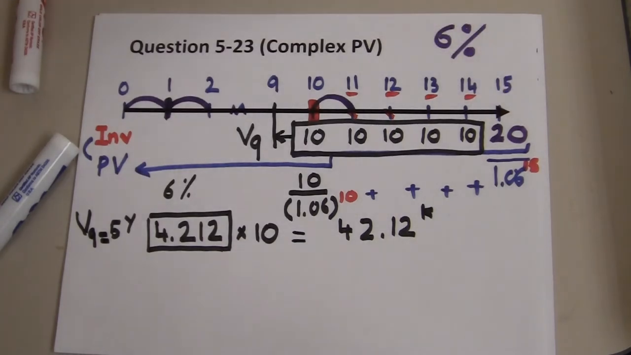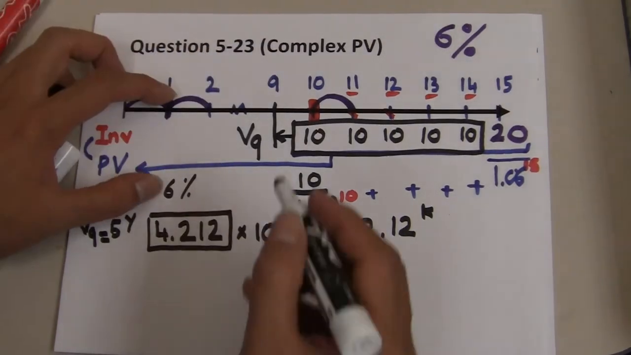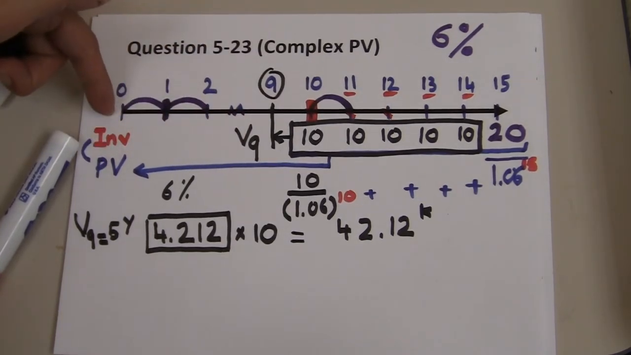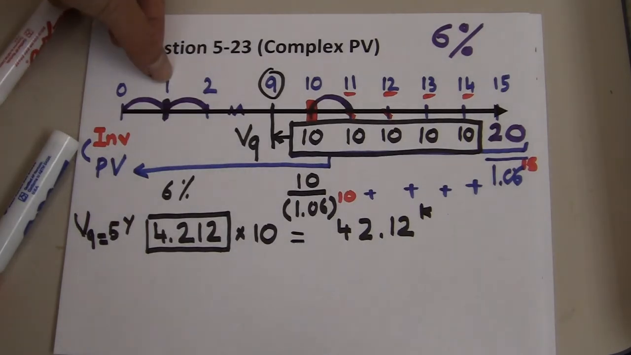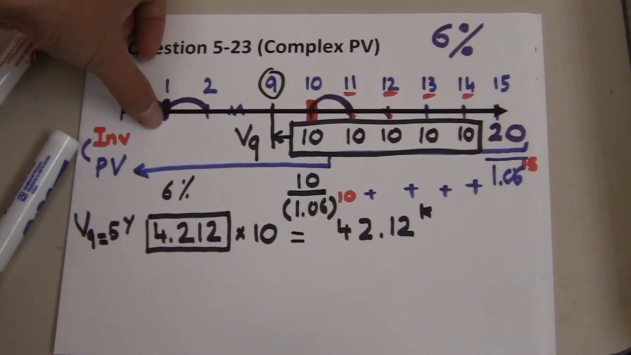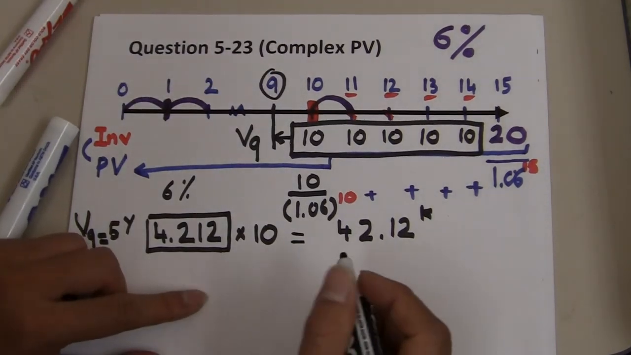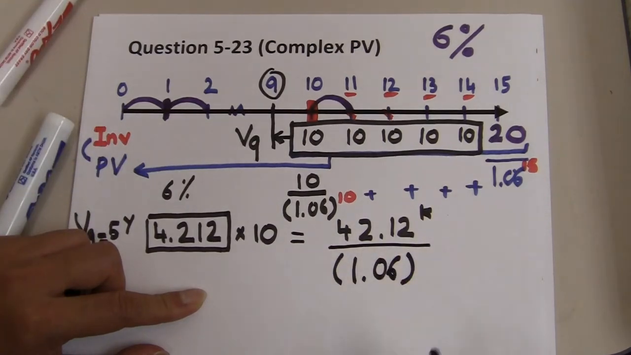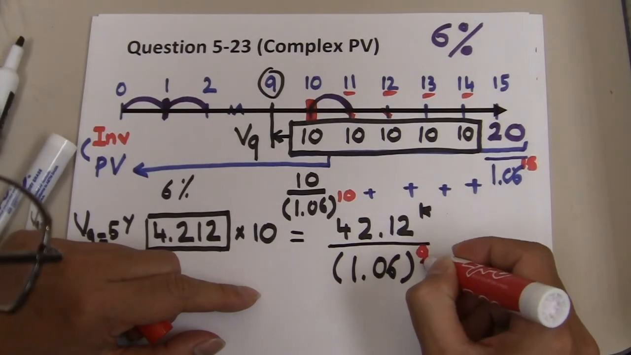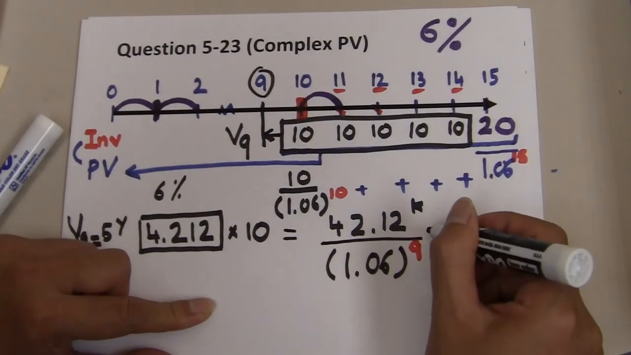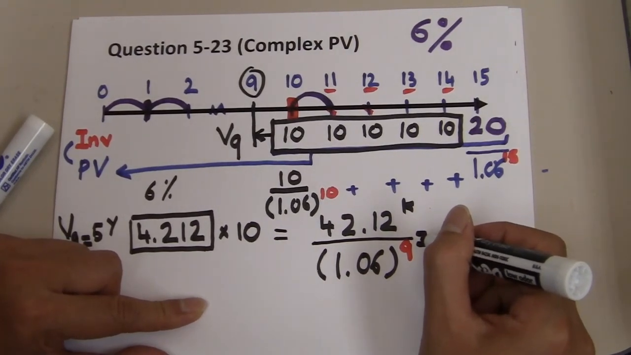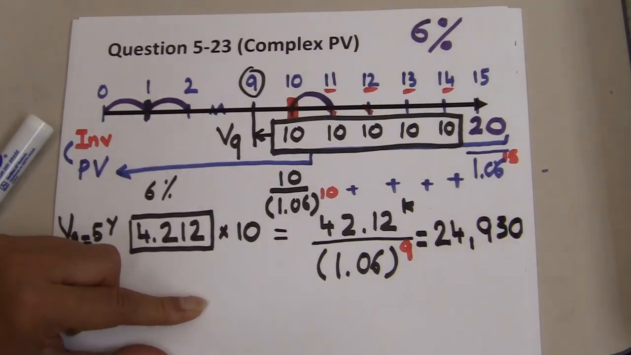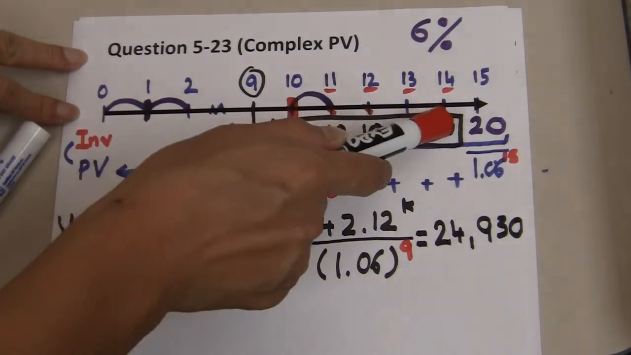We will work on the 20,000 later. Now, the value of the annuity is V9. You need to discount it back to year 0. So how many periods do you discount? Under number 1, I discount 1 period. Under number 2, I discount 2 periods. So under number 9, I discount 9 periods. How to discount it? You can use a financial table or simply take V9 divided by 1.06 to the power 9. And therefore, you have 24,930. So it is the present value of the annuity right here.